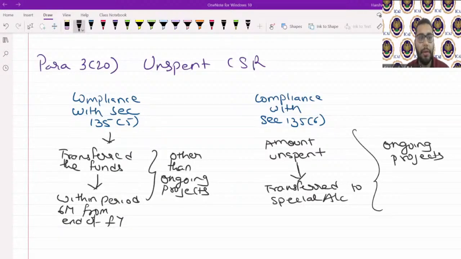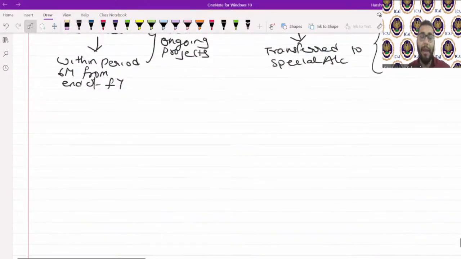Okay. Then the last clause, and the clause which is also important and applicable to consolidated financial reporting. So this is the only clause which is applicable to CFS.